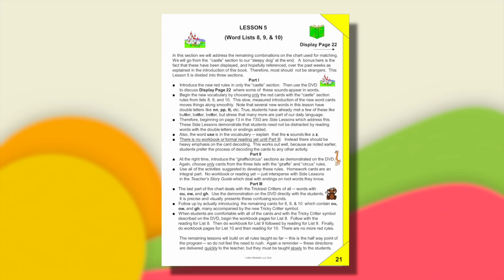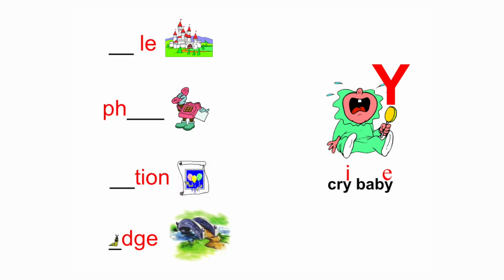This presentation has again been divided into 3 parts, as we see here. Part 1 will address the castle section, Part 2 will deal with the giraffe section, and Part 3 will cover the last part of the chart. Yes, this is a long lesson, but it is important to point out that upon completion of this Lesson 5, you will have completed half of this set. So the continued slow, measured time spent here on the different parts will be well worth it. Let's go back to Part 1.